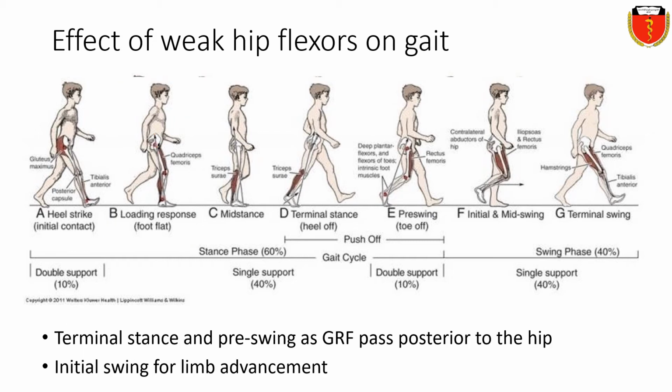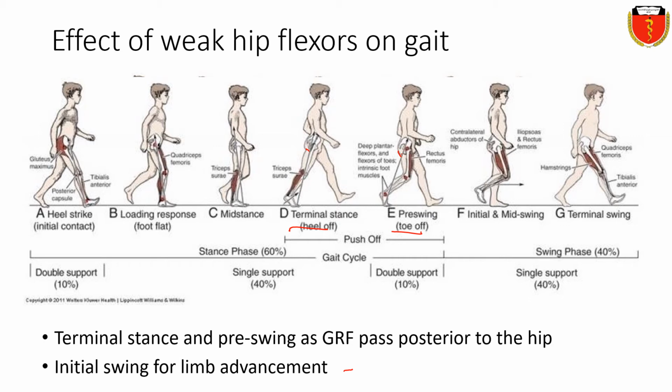So what happens if the hip flexor becomes weak? The hip flexors work at terminal stance and pre-swing, as the ground reaction force passes posterior to the hip, which creates an extension motion. So the hip flexors need to work to control the hip extension motion. Also, not only that, they need to swing the limb forward to provide a pendulum action to swing the whole leg forward.